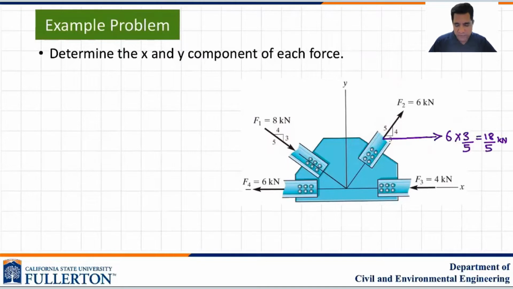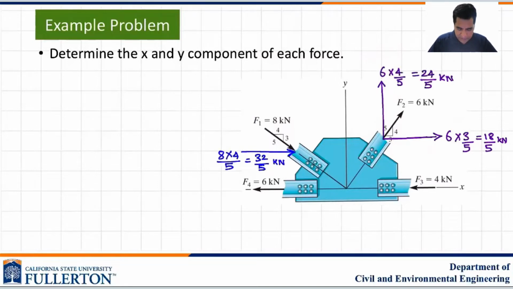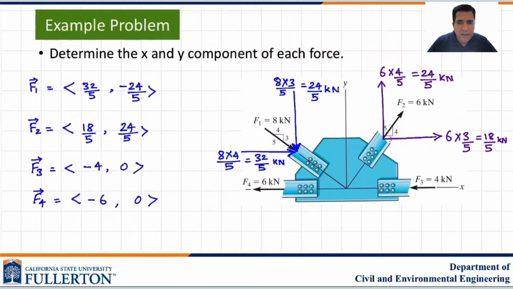So the horizontal component is 3/5 of the 6 kilonewton, which is 18/5. The vertical component will be 4/5 of the 6 kilonewton. And for the F1 force, it's again 32/5 in the horizontal and 24/5 in the vertical. So we have all x and y components for each force. We can write them as vectors. And as you can see, although this question doesn't ask, if we add all the vector forces to get the resultant, in fact in this case they all add up to 0.